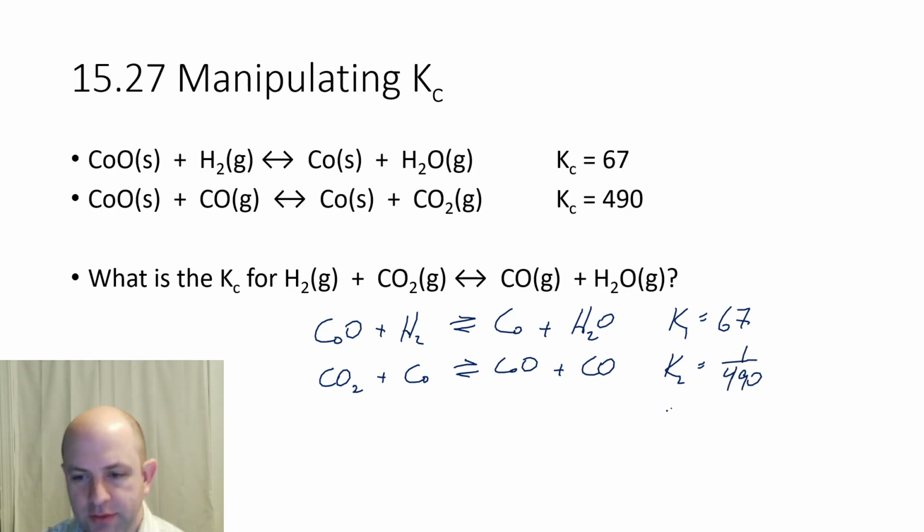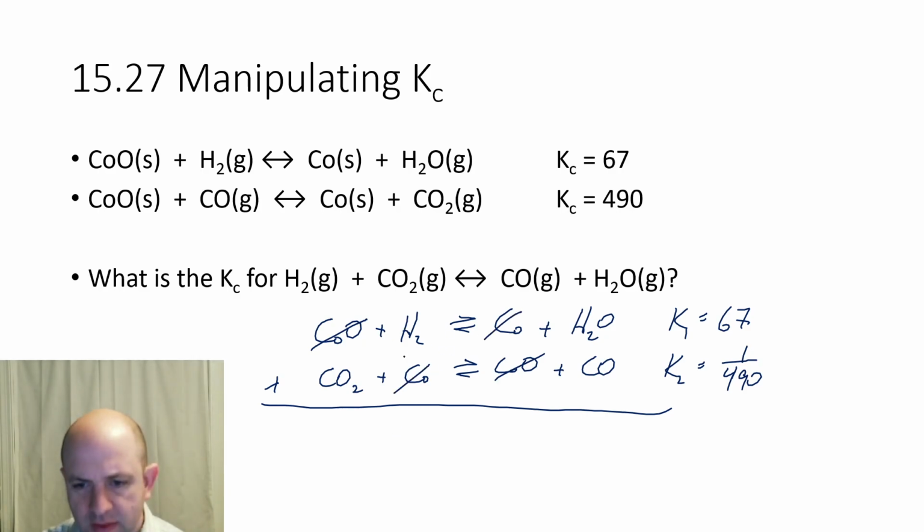Right? And now we say, okay, let's combine those two up. Let's make sure it works right. So cobalt oxide I see is going to cross out. Cobalt's going to cross out. So if we just add this up, we'll have the H2 plus the carbon dioxide going to the carbon monoxide and water, just like we want in the given.